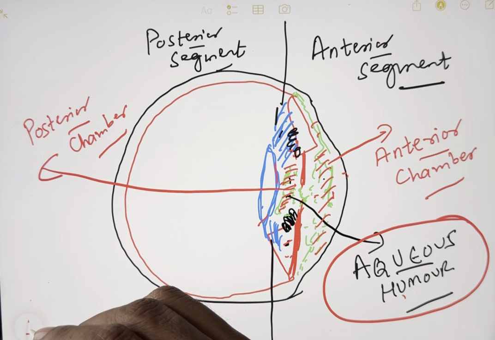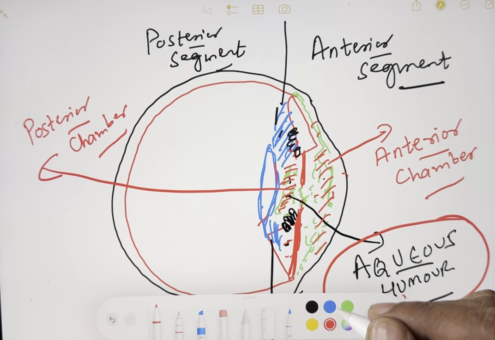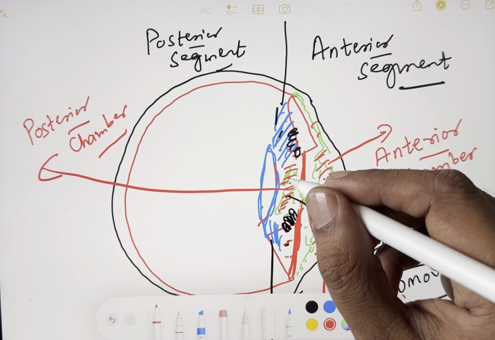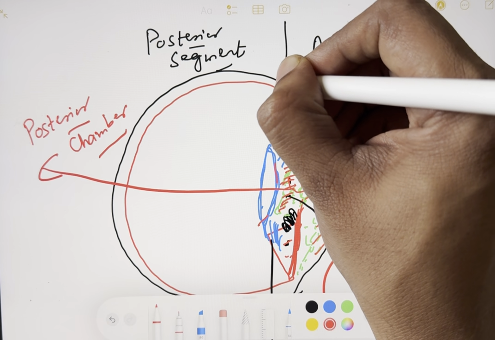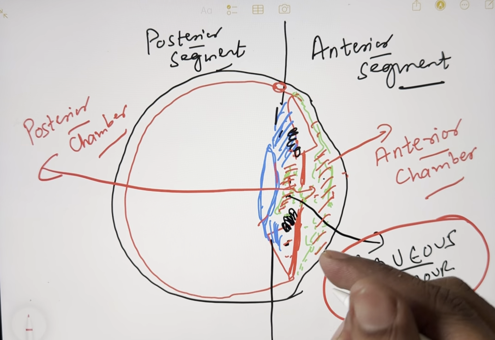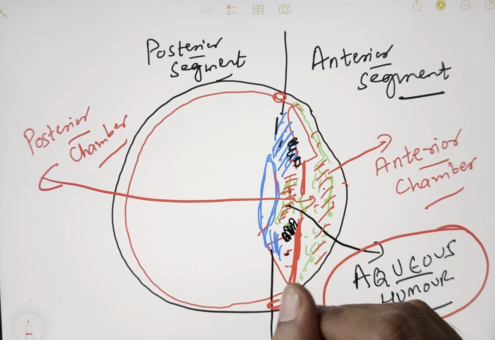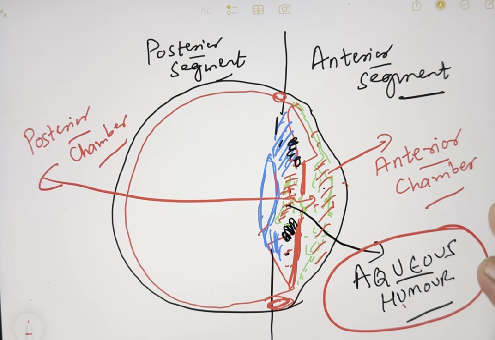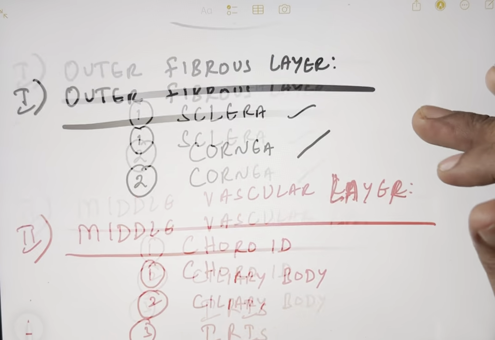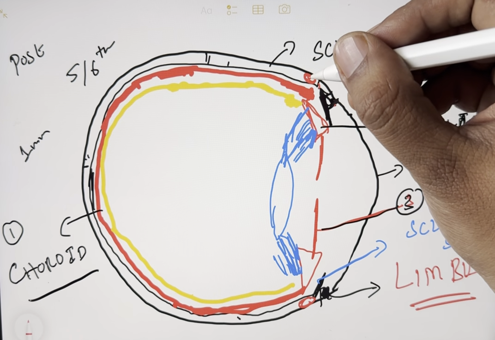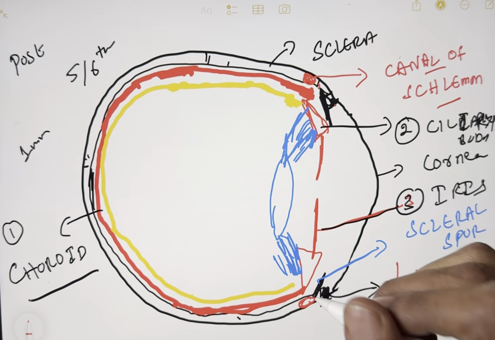Now, this aqueous humour, secreted by the ciliary processes, goes from the posterior chamber via the pupil to the anterior chamber, and ultimately drains through the trabecular meshwork into the canal of Schlemm, which is part of the sclera. We have discussed this canal of Schlemm. Hope this is very clear to you. So, it is ultimately drained into the canal of Schlemm.